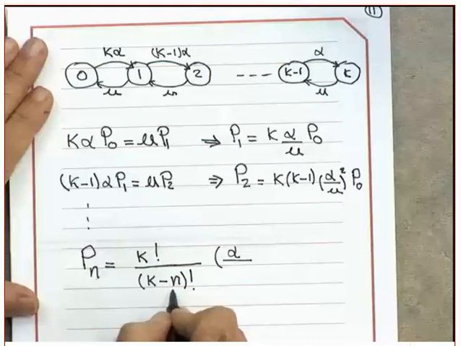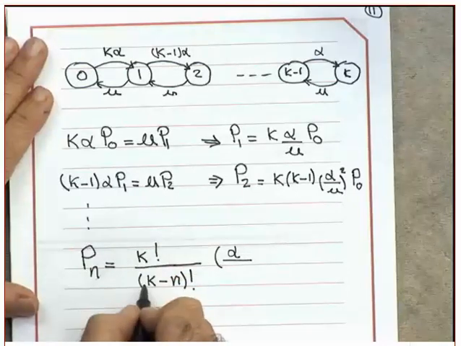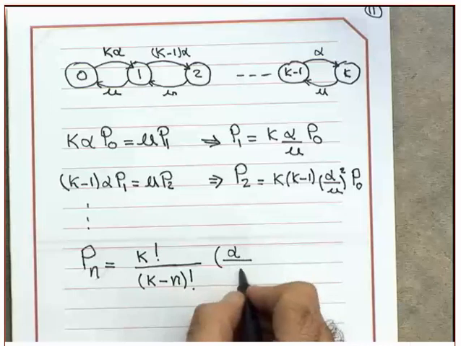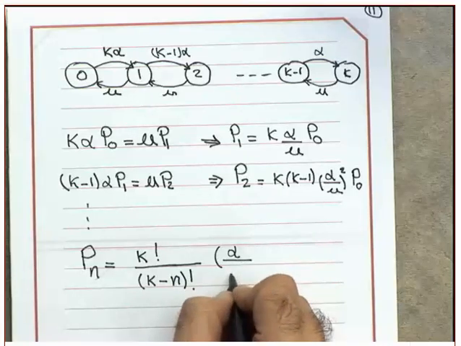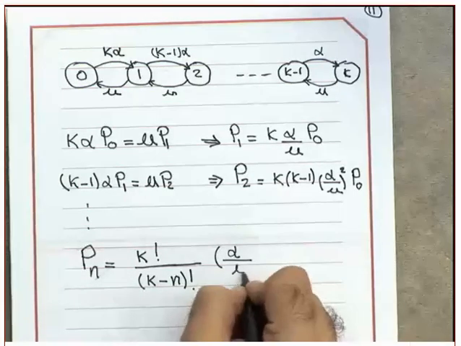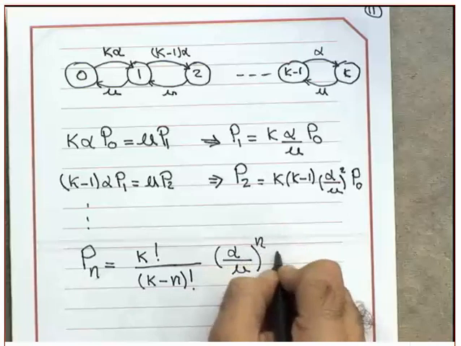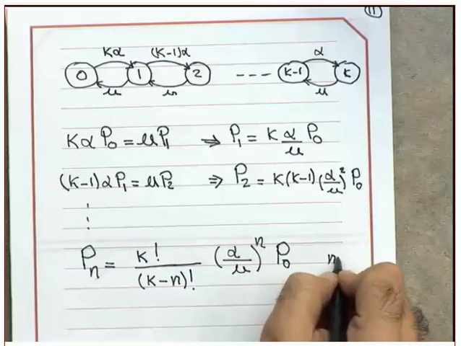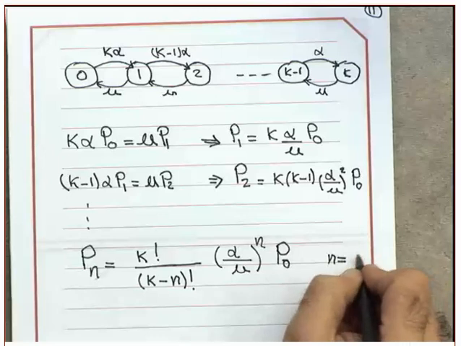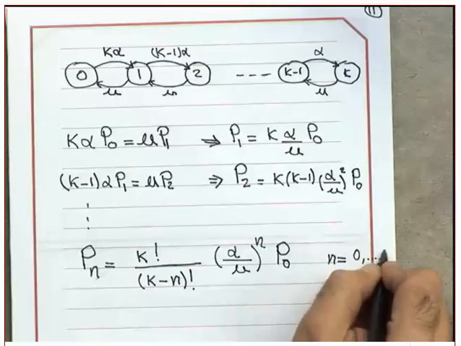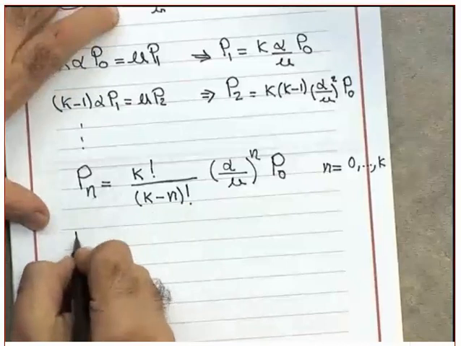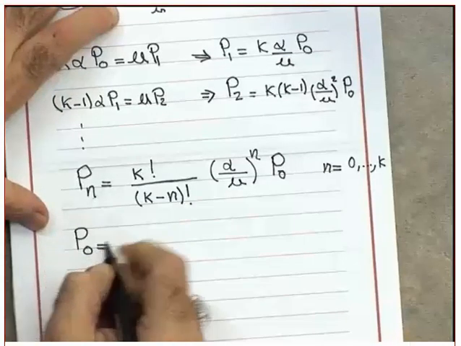By the way, this is not K choose N. This is what? K factorial over what? K minus N factorial. There's no N factorial in there. Clear? Okay. Alpha over what? Mu to the what? N. And this is for what? Help me. 0 all the way to what? K. Clear?